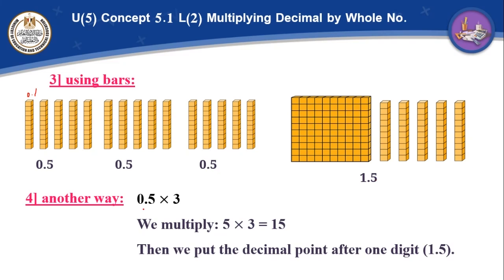Another way, the multiplication, the usual multiplication. 3 by 5 equals 15, with the decimal point written after 1 digit, as we discussed in the previous slide.